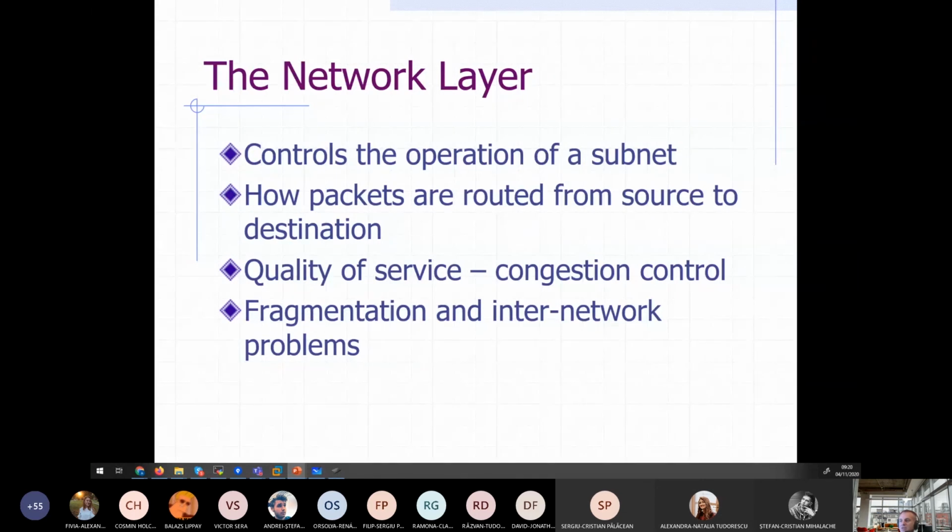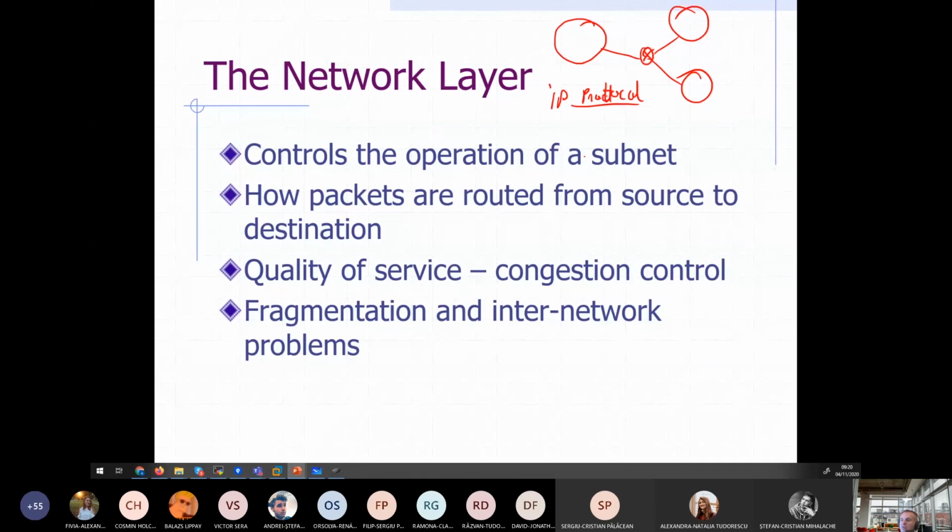Then we have the network layer. This one controls the operation in a subnet. We will see this is the level where the IP protocol actually happens. It divides the communication into individual islands called networks, which are interconnected to each other, for example, by routers.